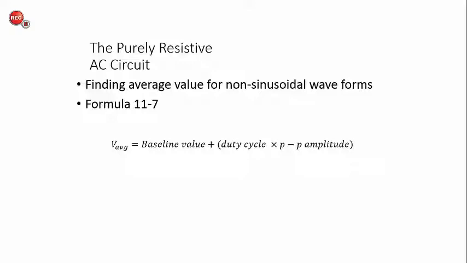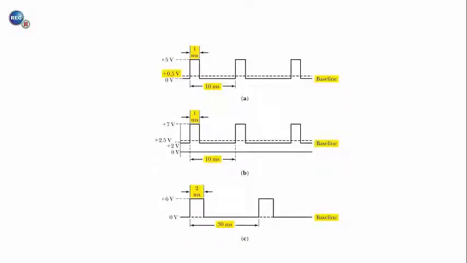So we've seen that to find the average value of a sinusoidal waveform, we would multiply the peak value by 0.637. That's only going to work for sine waves though. If it was a square or a rectangular wave, we can still calculate the average voltage, and we will do that by using this formula, formula 11-7. This says that the average voltage is equal to the baseline value plus the quantity of the duty cycle times the peak-to-peak amplitude. And so we'll look at a couple of different waveforms here.